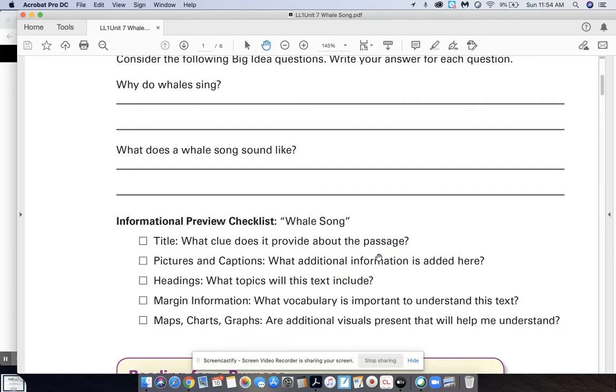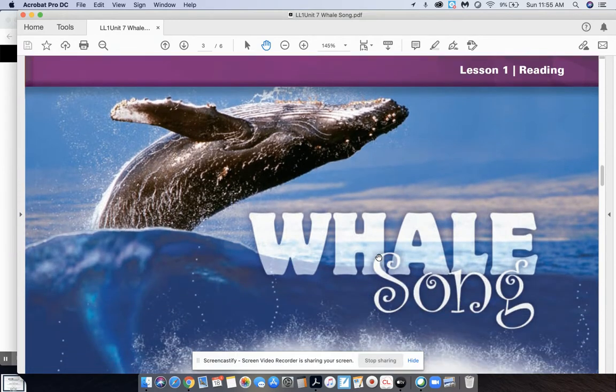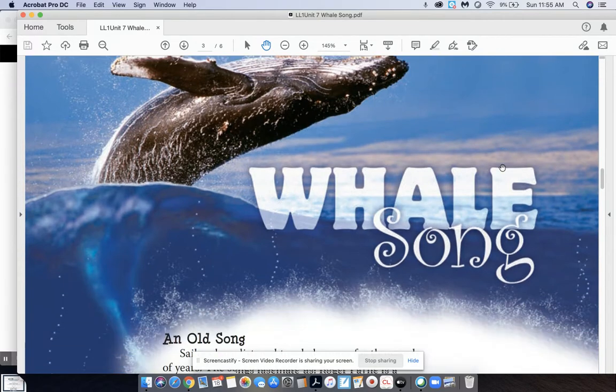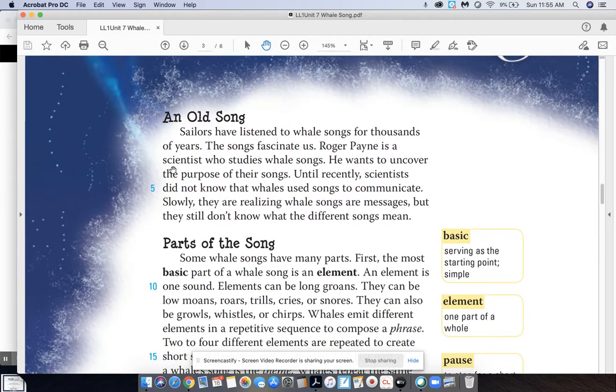So let's take a look at that. We're going to preview the text first. We'll go over the vocab next. The picture is often helping us to understand what this is about and showing us the whale. I believe that is a humpback whale. We're going to learn about whale song. Text features include headings. That helps to organize information, and it helps you as a reader to know what this section is about, and it also helps you later on if you have to find information, so you know what part to look in.